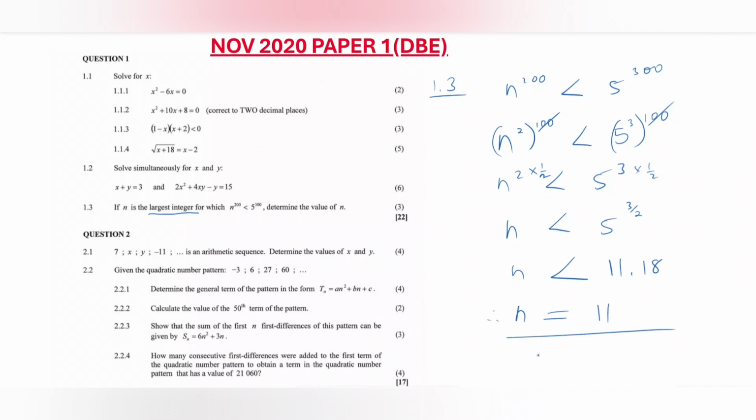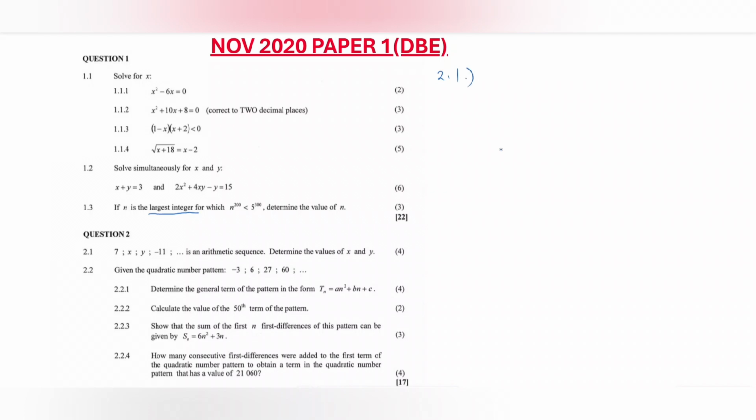Let's go to question 2. 2.1 reads: 7, x, y, minus 11 is an arithmetic sequence. Determine the values of x and y. We find the difference between the first two terms, which is t2 minus t1, that is going to be x minus 7. Then this one is y minus x, and this one is minus 11 minus y.